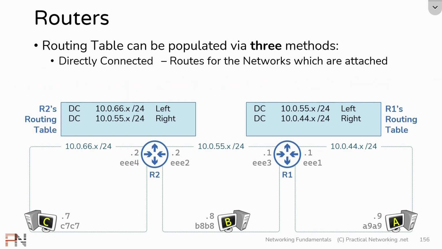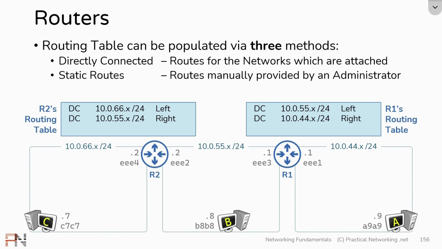But lucky for us, there are still two other methods that exist for how a routing table can be populated with routes. The second method to populate a routing table is what's known as a static route. A static route exists anytime an administrator manually provides instructions to a router about the location of a particular network.